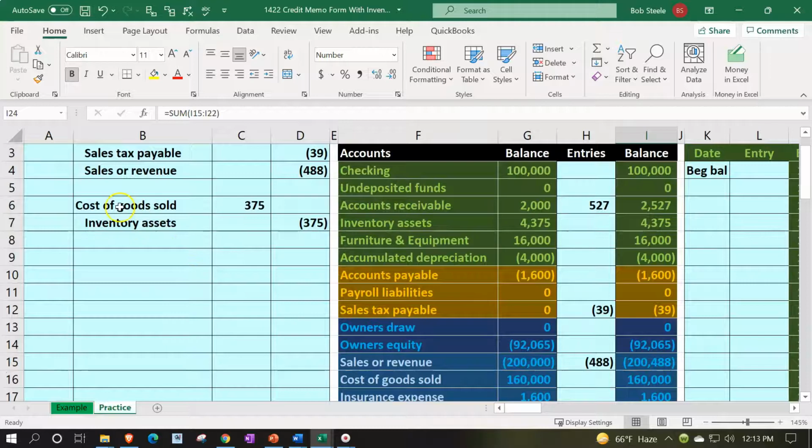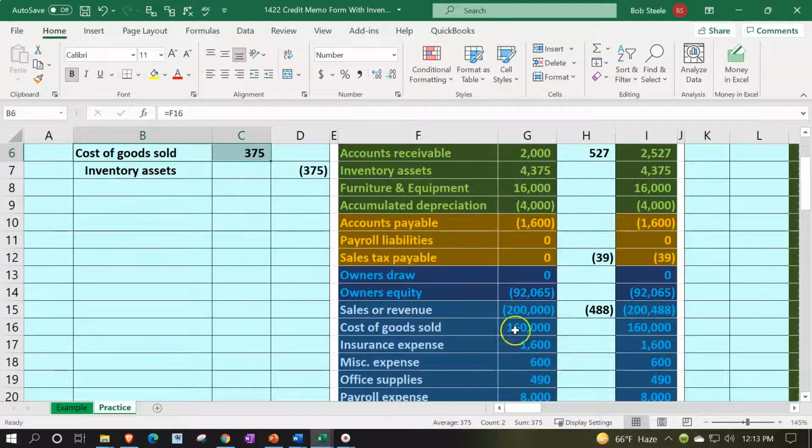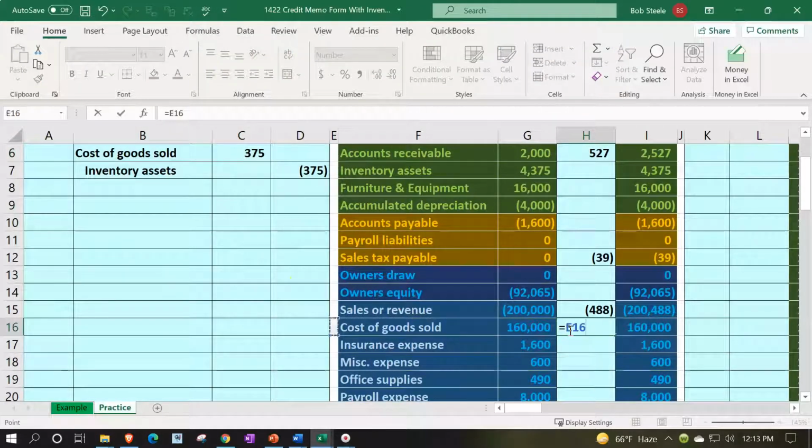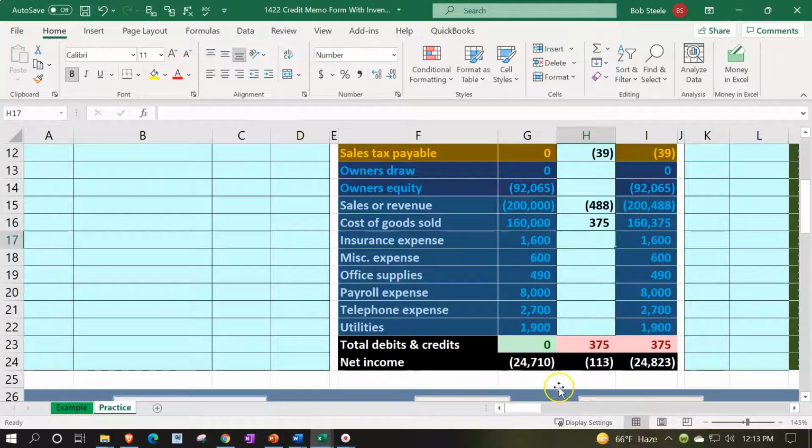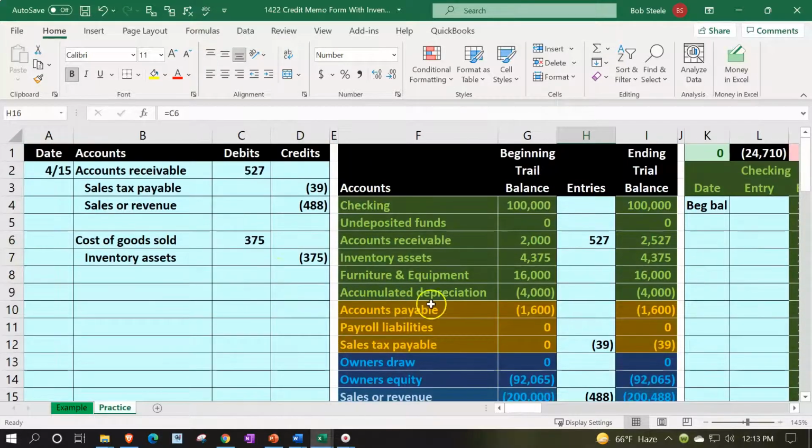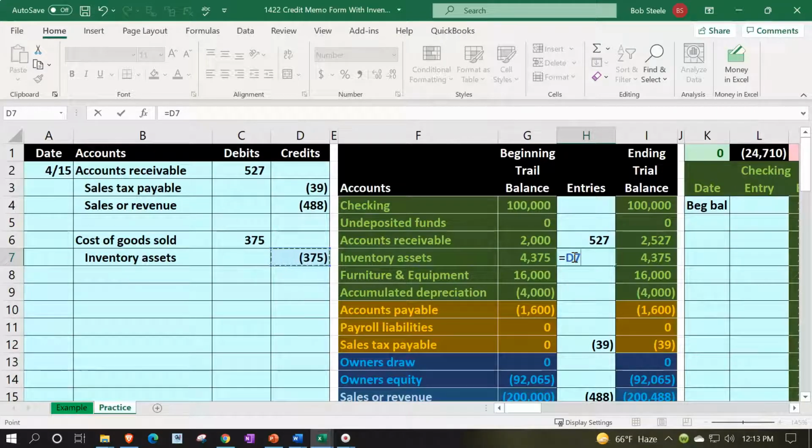Recording the second side or half of the transaction. The sales or cost of goods sold down below equals the 375. That has an impact on the net income. So the net impact on income is 113, net increase to net income, given the fact that sales went up, but so did the expenses, the cost of the thing that we sold. And then we've got the inventory going down. Inventory going down by that 375, bringing the inventory down to the 4,000.